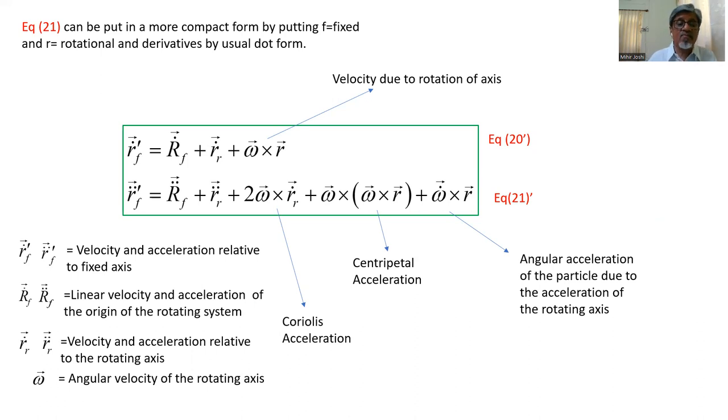Now each term here is representing something. r dot prime f and r double dot prime f are the velocity and acceleration relative to the fixed axis, because prime shows the fixed axis. Capital R dot f and capital R double dot f show the linear velocity and acceleration of the origin of the rotating system. And r dot r and r double dot r are the velocity and acceleration relative to the rotating axis, because unprimed terms show the rotating system. And omega is the angular velocity of the rotating axis.